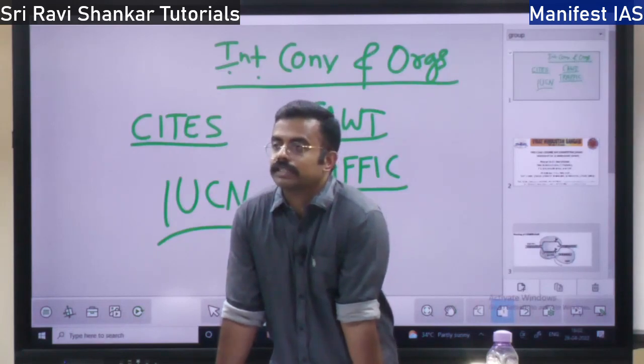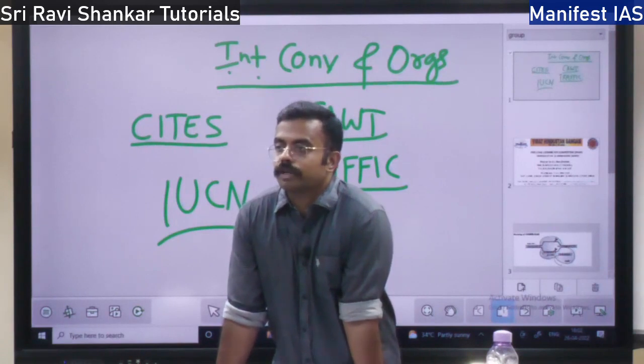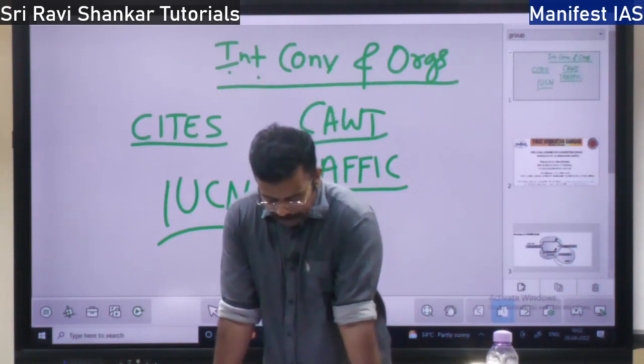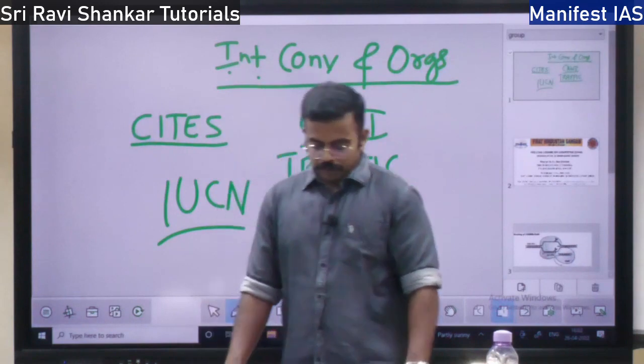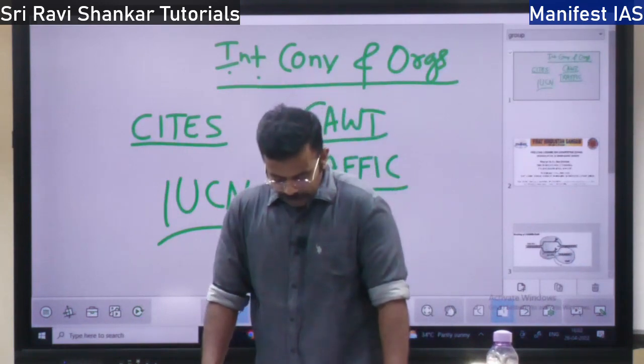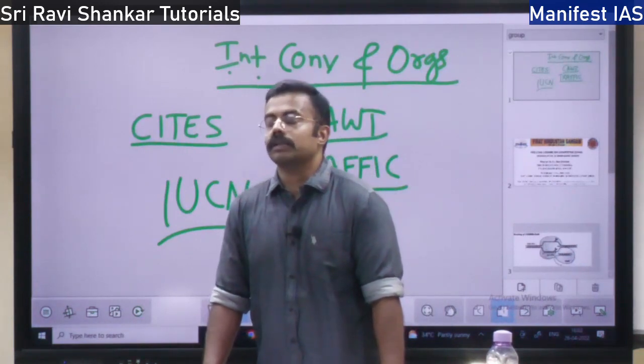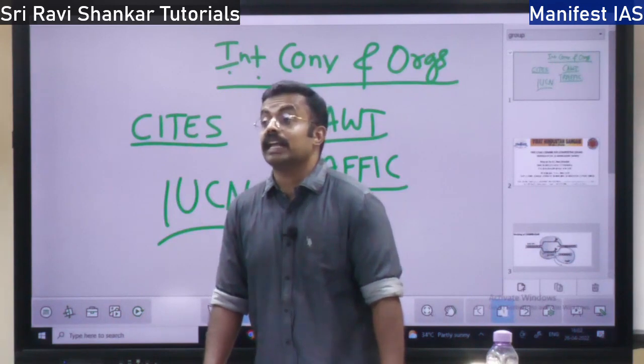So this is actually one of the Rio Conventions, three conventions. What are the three Rio Conventions? UNFCCC, CBD, Convention on Biodiversity, and this is one thing, UNCCD, right? So this convention talks about land degradation in the dry lands.